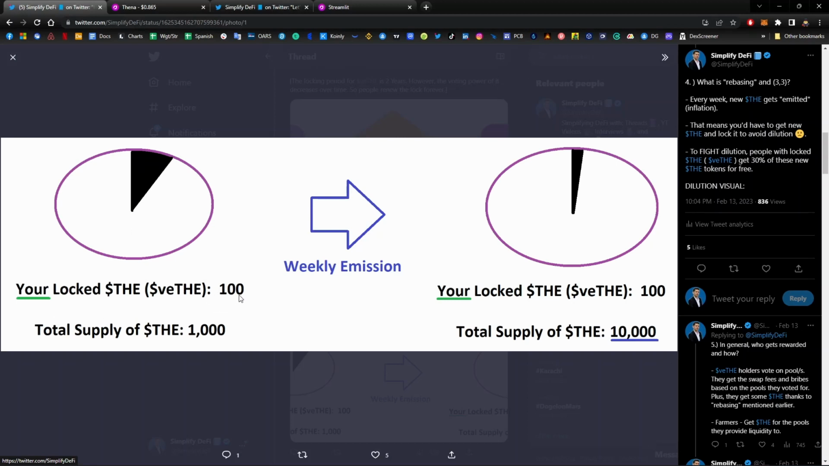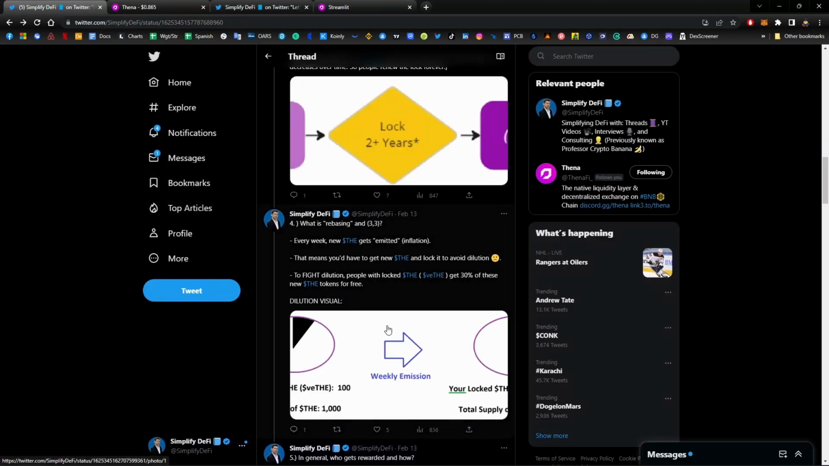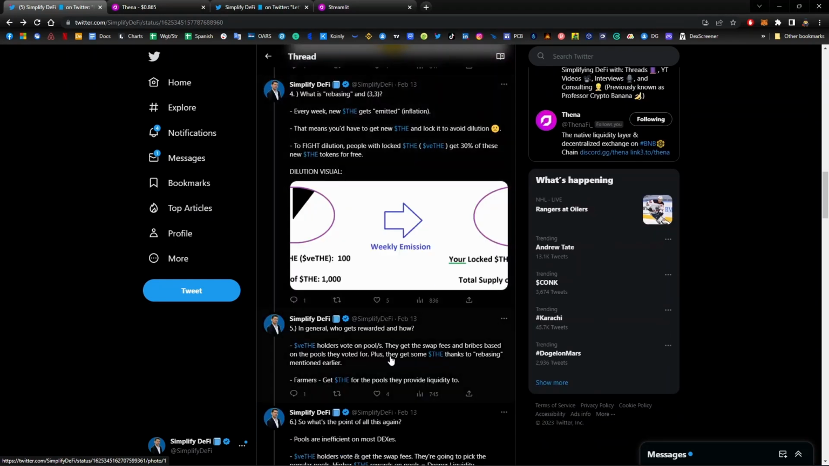You locked up 100 tokens and currently out on the market, there was 1,000. Okay, well, let's go to next week. It could happen where you have still your 100 locked up, but all of a sudden on the market, there's 10,000. So the portion that you own is much less than the week prior. So to help combat that, this is where the whole rebase comes in, where if you have some of your tokens locked, hey, you get 30% of those weekly emissions for free.